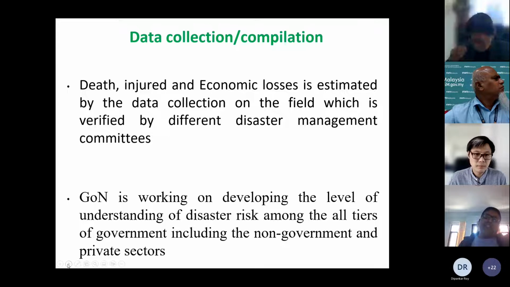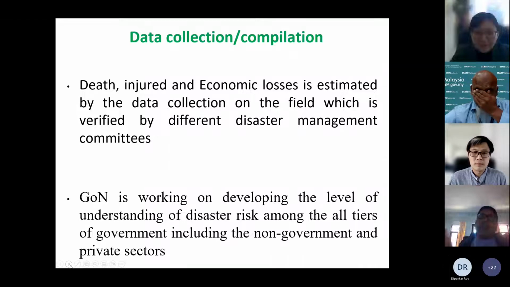Similarly, the Government of Nepal is working on developing the level of understanding of disaster risks among all tiers of government, including the non-government and the private sector. Non-government and private sectors are also working on disaster risks. Basically, they focus on disaster reduction activities and early warning systems. They are supporting the government. Because Nepal is a flood-prone country, they develop these kinds of early warning systems. The government's major stakeholders are the INGOs, NGOs, and the private sector also.